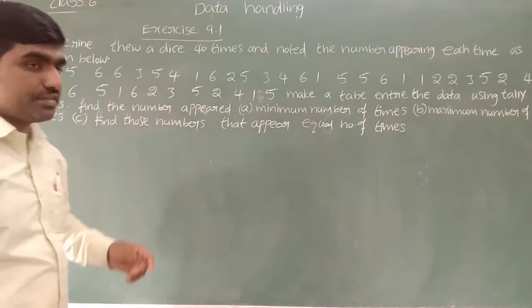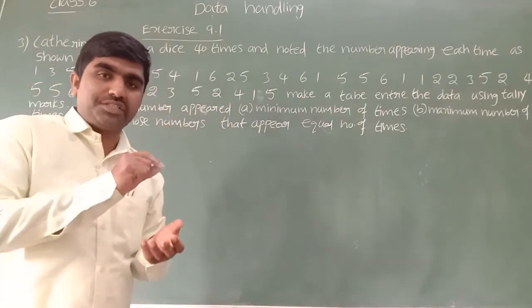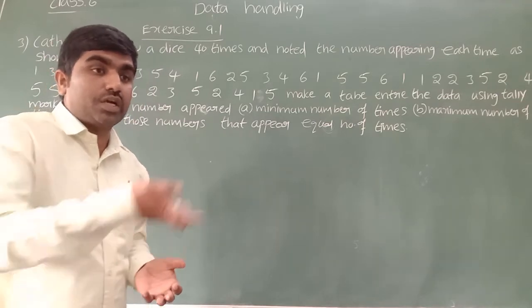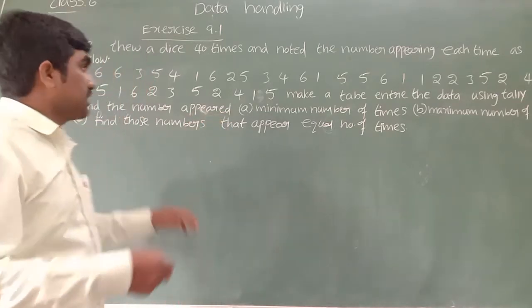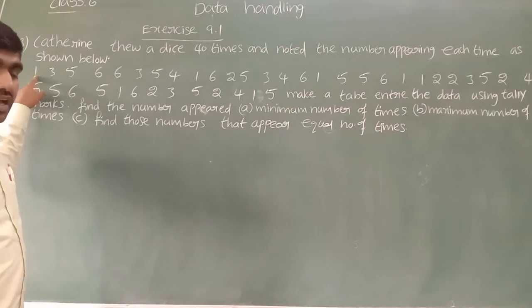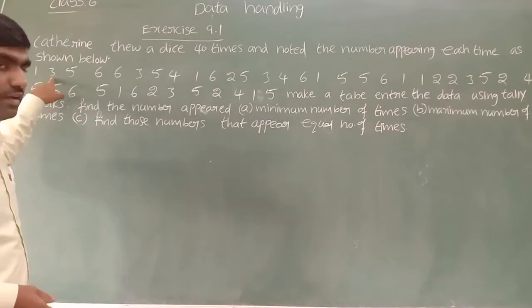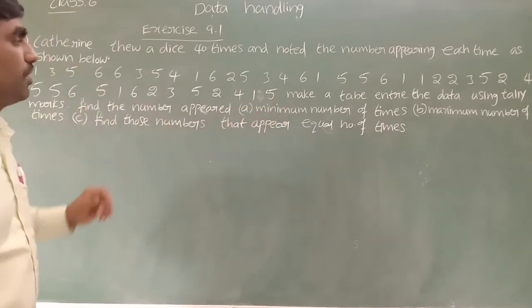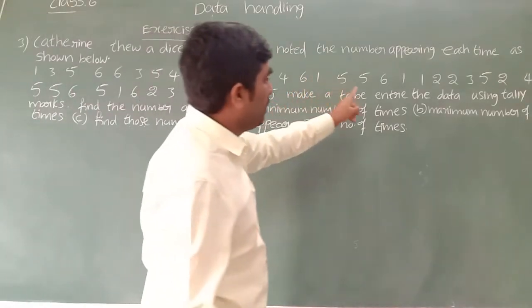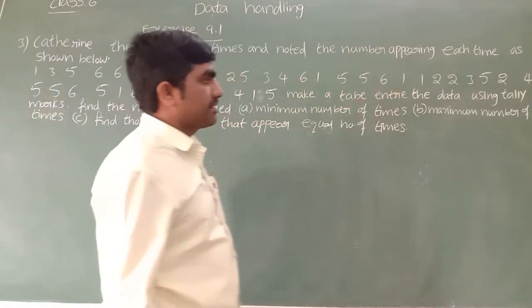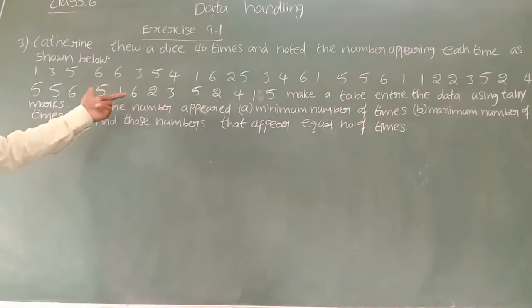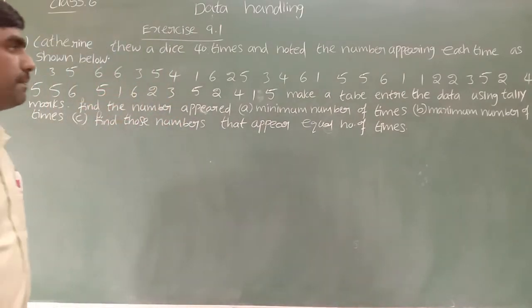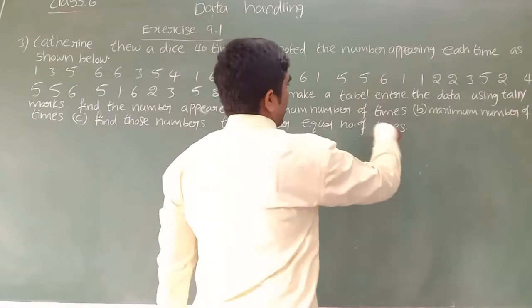Now she threw it like this 40 times, and she noted the top face each time. First time the top face she got 1. Second time she got 3. Third time she got 5. Like that she noted 40 times. And make a table, enter the data using tally marks. They are asking to express this information in table form by using tally marks.